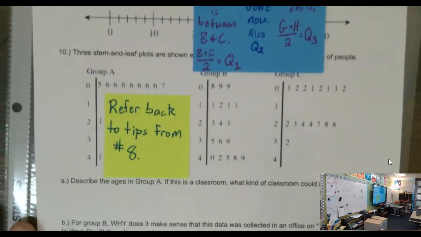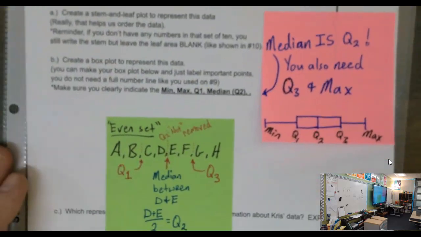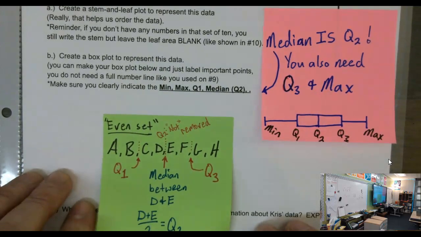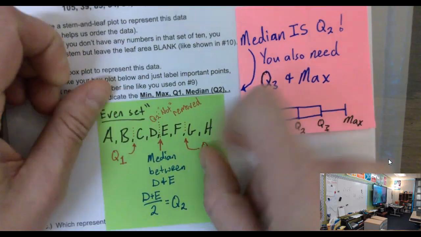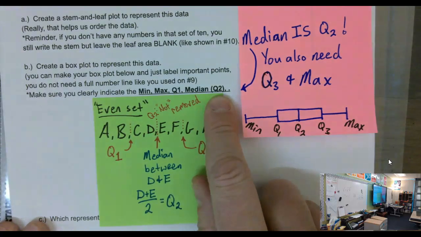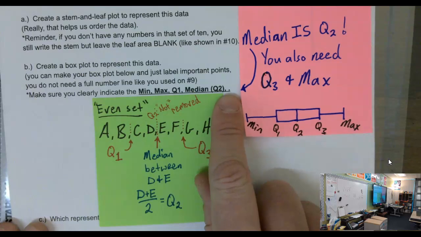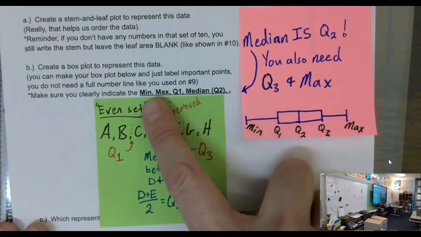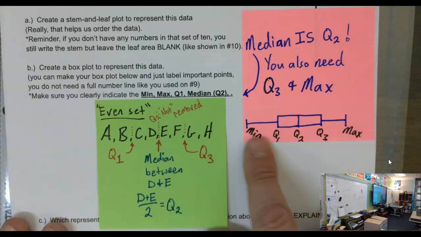I don't really have any more tips on 10, aside from refer back to what I said on number 8. And on the back, we have an even set. By the way, I only saw a couple people trying to do this. The median is quartile 2. I kind of let this trail off, and I meant for there to be a ... here. Maybe my image messed with it. But that wasn't everything we need. We also need quartile 3 and the maximum to be able to make a box plot.